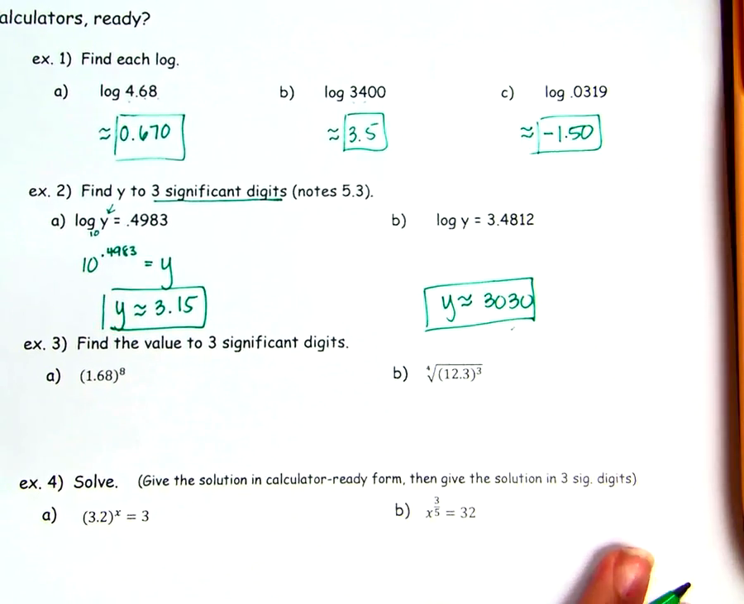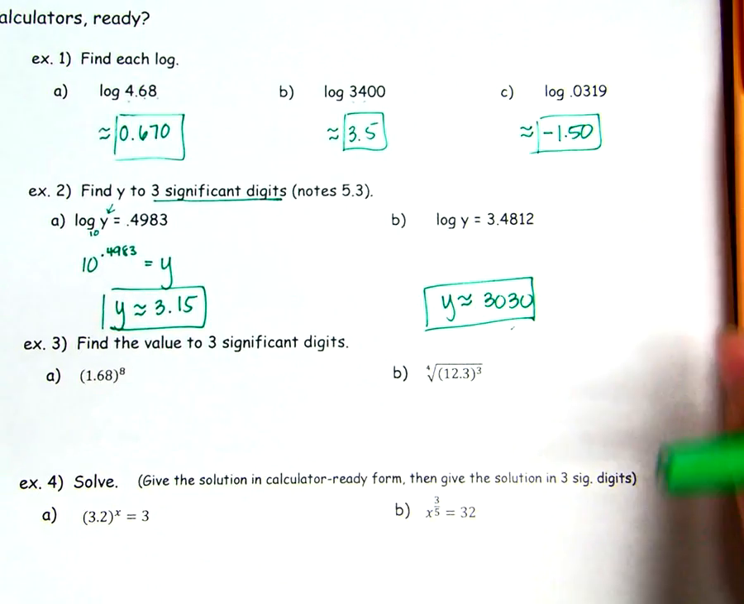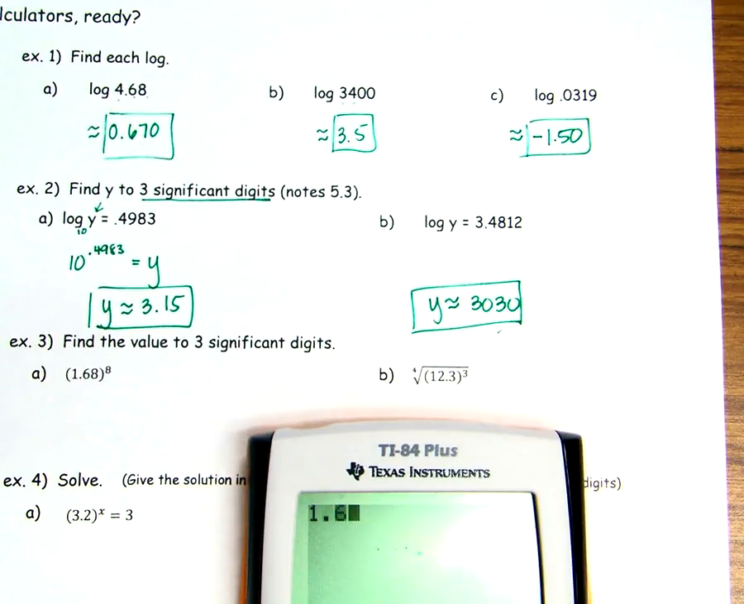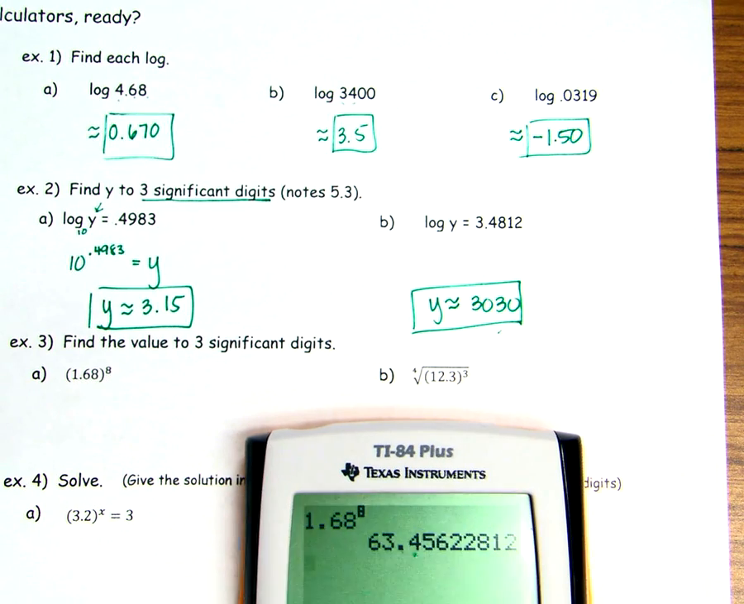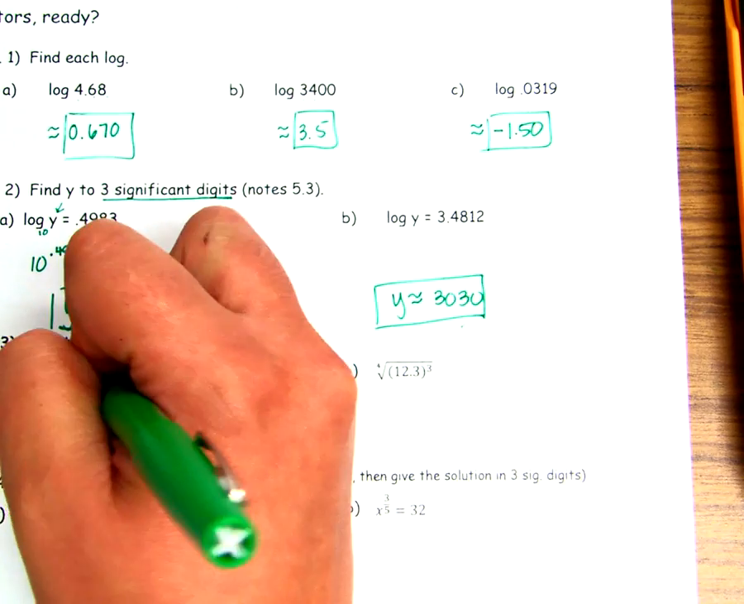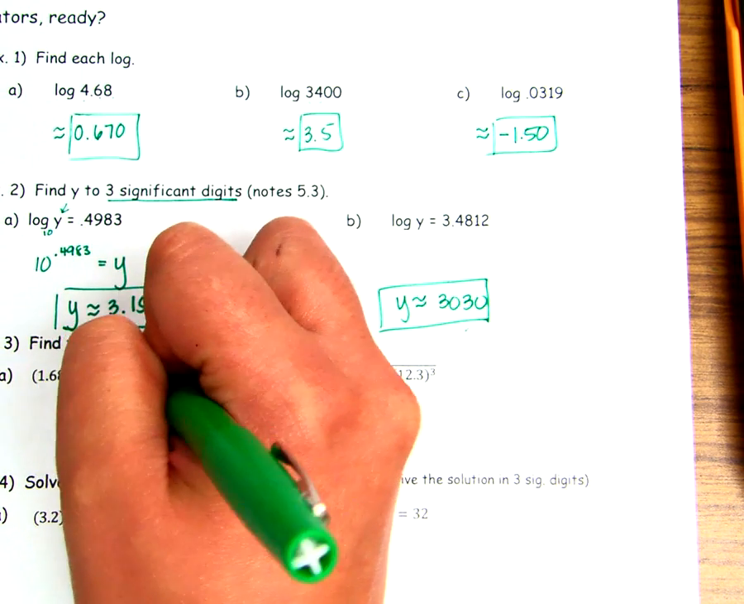Okay, on example 3, now we have to find a value to 3 significant digits. So I'm going to start with my base, 1.68, raised to the power of 8. And I want 3 significant digits, so I'm going to go 1, 2, 3. And so that 5 is going to round it up. So my 1.68 to the 8 will be 63.5. So this is approximately 63.5.